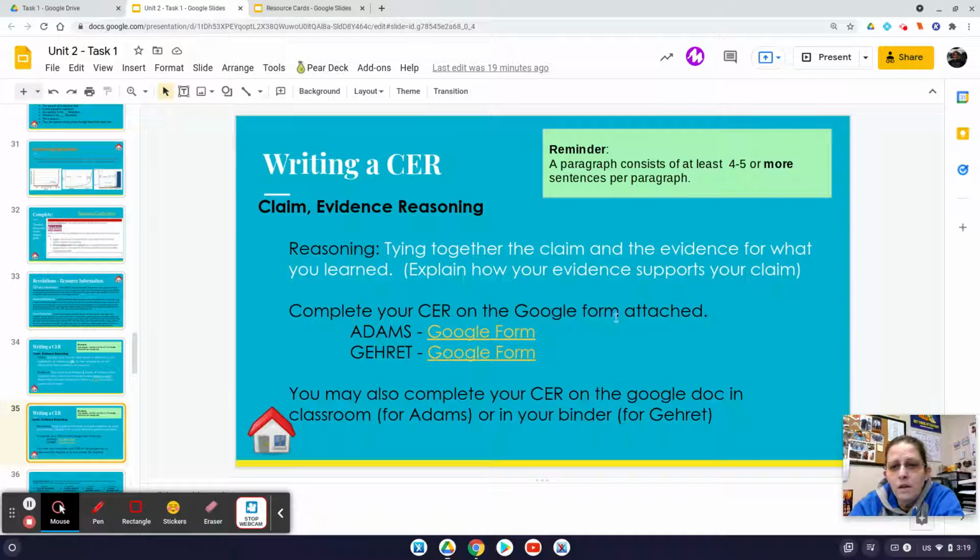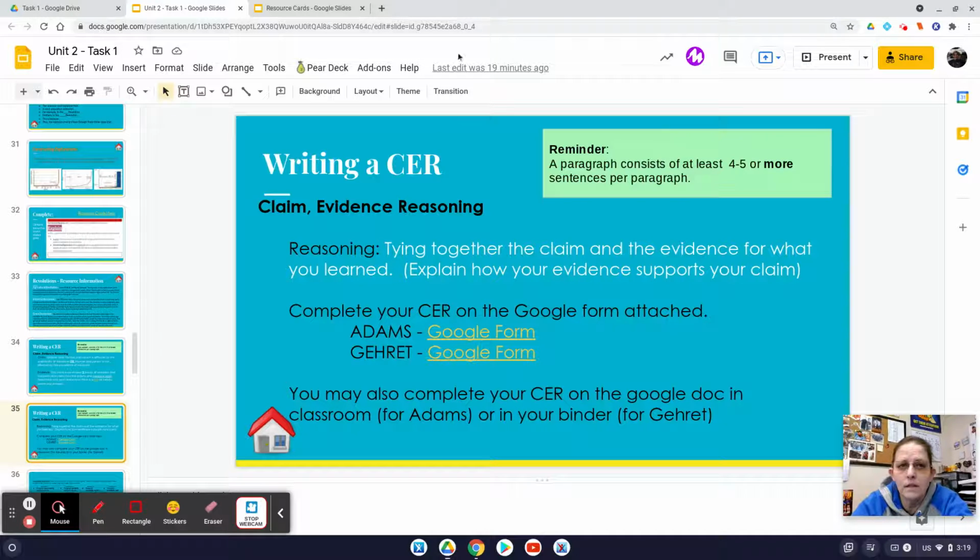So with you or with me, you have a couple of options. Always about options, right? Because I'm not with you, I don't want you to turn this in on paper, because I'm not going to be able to come in to physically get your paper. So I need you to do, for me, you can either fill it out on this Google form. You can click on this Google form and do your CER that way. Or you can do it on the Google Doc in Google Classroom.